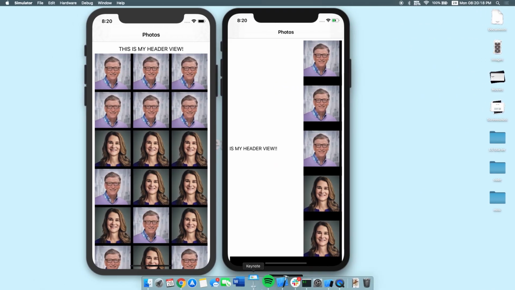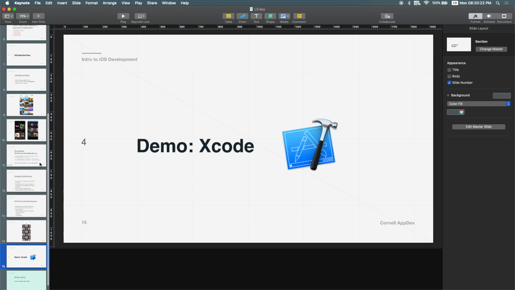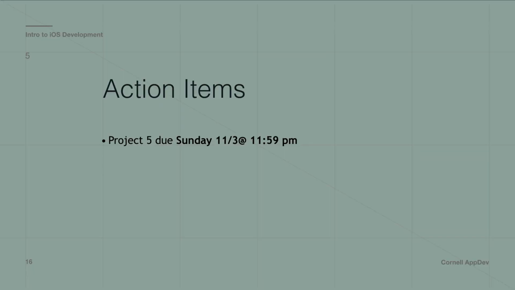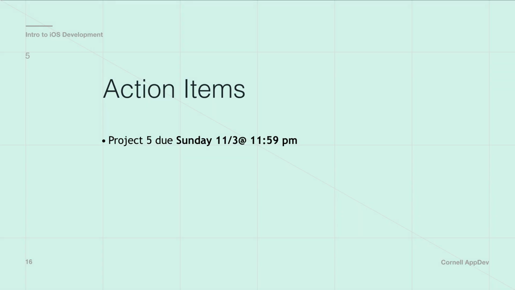Cool. So if we go back to Keynote, the only action item we have is Project 5 will be released tonight and is going to be due Sunday the 3rd. It's going to be November. Wow. So Sunday, November 3rd at 11:59 p.m. Once again, if you need an extension, please remember to ask for it at least 24 hours in advance on Piazza with a private post. Because if you email us, we may or may not see it. So the best way is through Piazza.